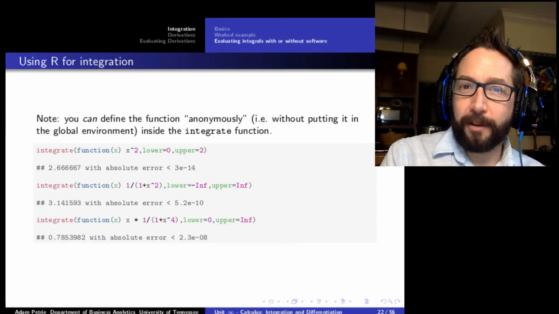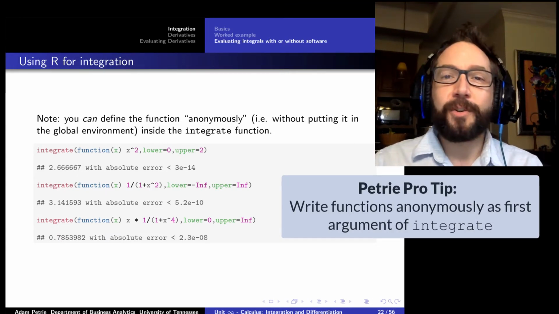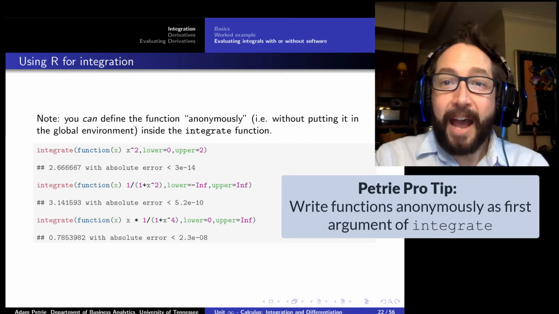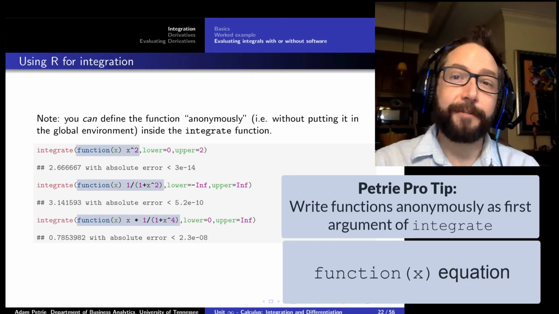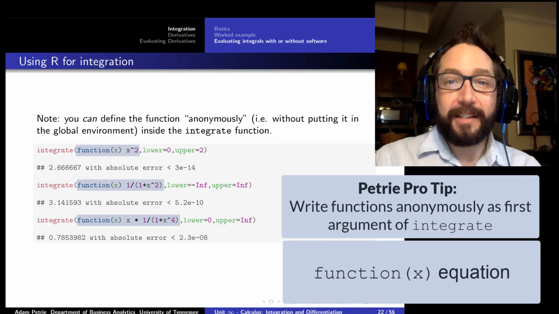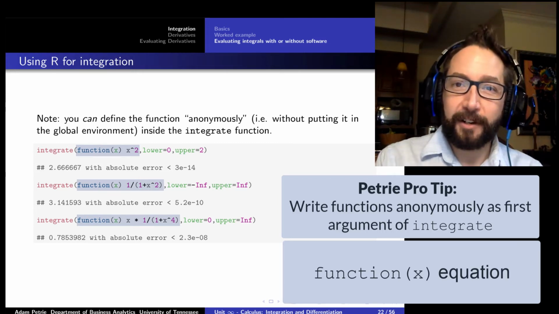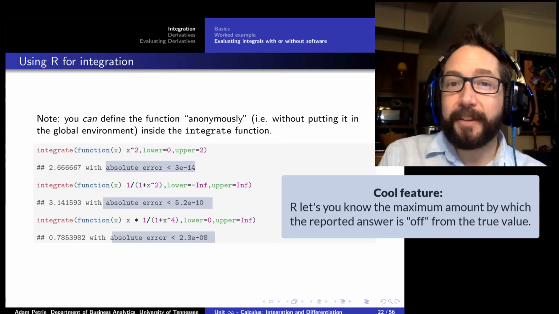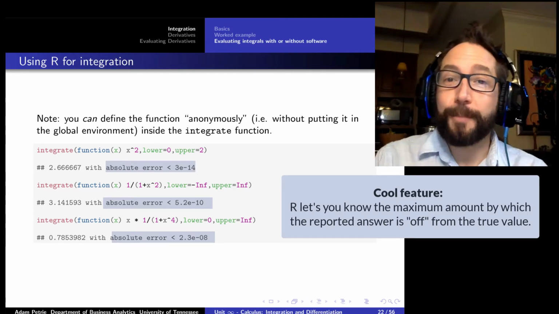Now, my favorite shortcut for doing integration in R is to write the function anonymously. Don't put it into the global environment, because it's probably just going to be a one-time use function anyway. As the first argument of integrate, we can just say function x, and then transcribe the formula for our function, and have that be the entirety of that first argument. And it's going to figure out what you mean by that, and it's going to come up with an approximation for that area under the curve. Now, one nice thing I do like about R's method is that not only does it give you the answer, its numerical approximation, but it lets you know how far off that approximation might be.